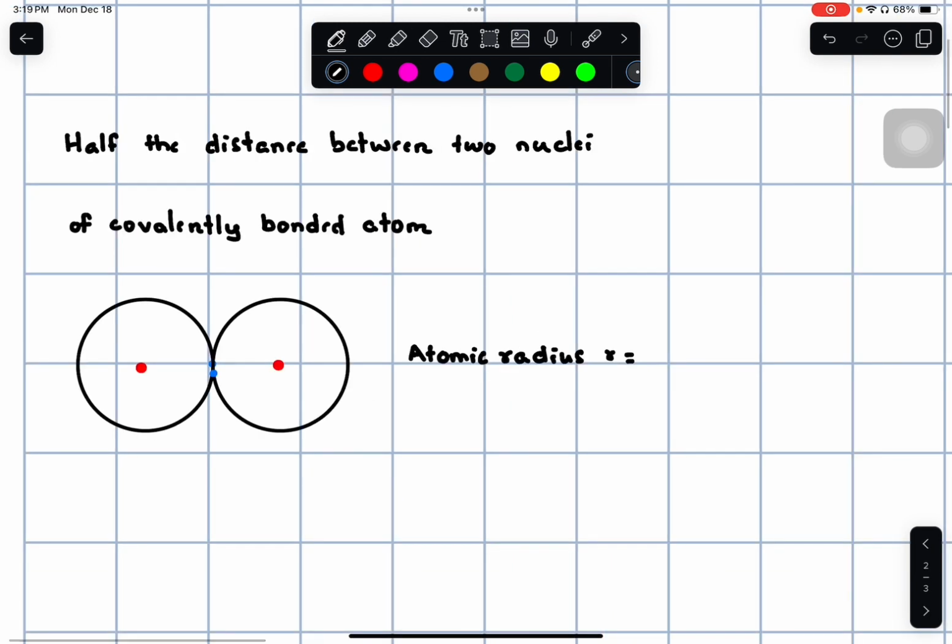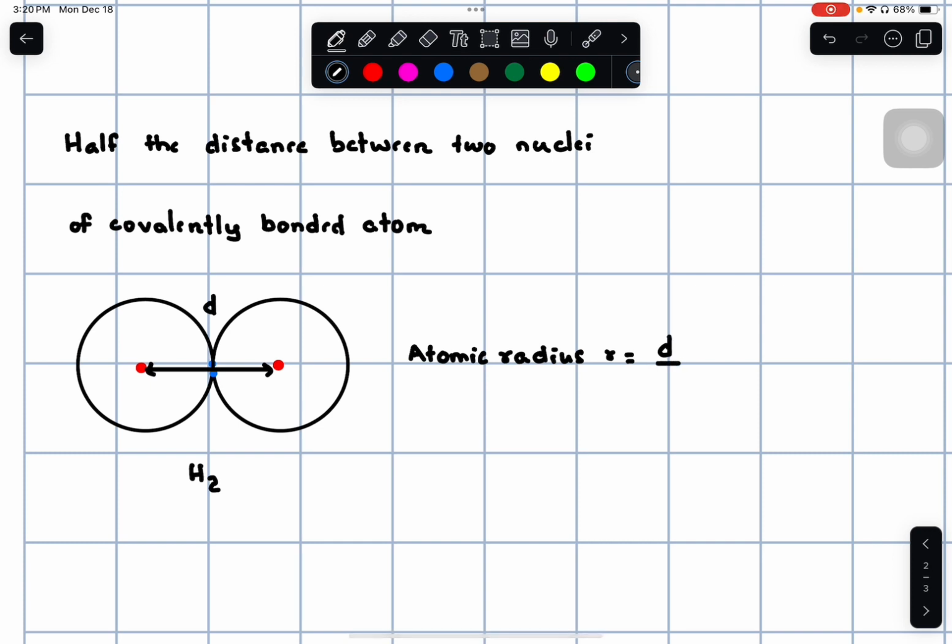Now we're going to learn about another terminology which is going to be new to you, which is called the atomic radius. Now, the atomic radius defines what the size of an atom is, and it's half the distance between 2 nuclei of covalently bonded atoms. Let's say we have a hydrogen molecule here. What's the atomic radius then? It's half the distance between 2 nuclei.